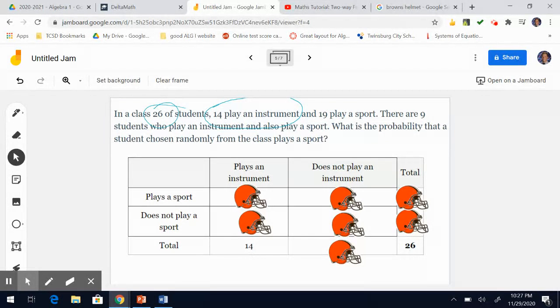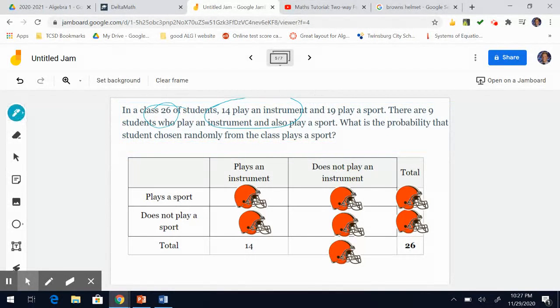And then we have 19 play a sport. So plays a sport, that's going to be a total, right? So that's going to go here. There are 9 students who play an instrument and also play a sport. So where does that go? So plays a sport and an instrument. So that's going to be this box here. And now we need to remove those boxes.